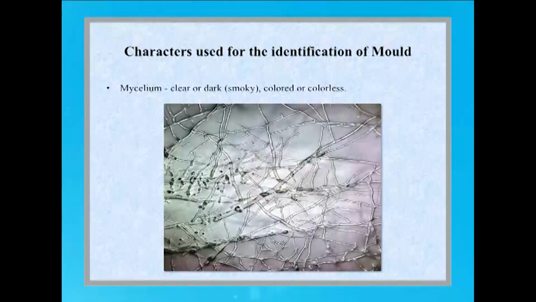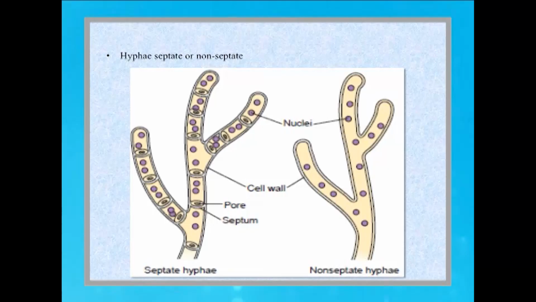If you look at the picture of the mycelium, you can observe that it can be hyaline without any color, or it can be colored, or it can give you a black cottony mass. The mycelium again can be septate or non-septate. Septate is when the mycelium has partitions within. We call it a septate mycelium, for example seen in the case of Penicillium and Aspergillus.